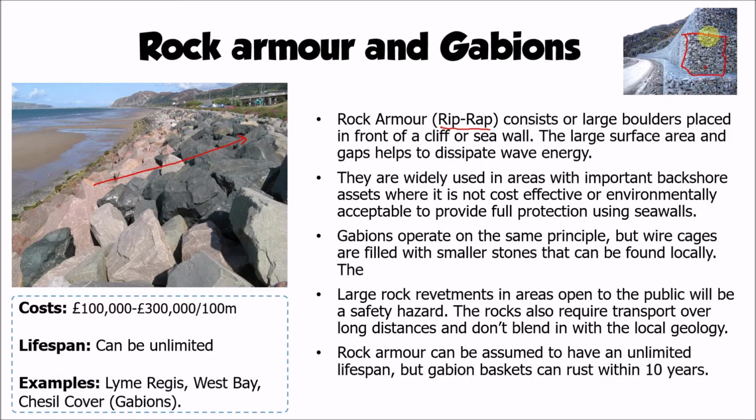In terms of their cost, we are not far off the same cost as a seawall, a little bit cheaper, maybe £100,000 to £300,000 per 100 metres. And in Dorset, some local examples include Lyme Regis and West Bay have both got extensive amounts of rock armour there. And in terms of gabions, Chesil Cove is a good example of where we have some gabions used to raise the height of Chesil Beach and to protect areas of Portland behind it from overtopping by the waves and from flooding.